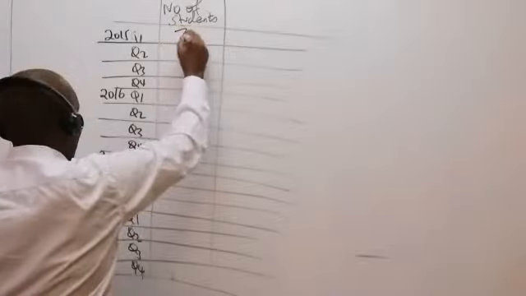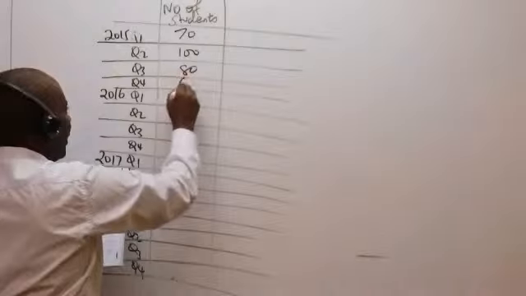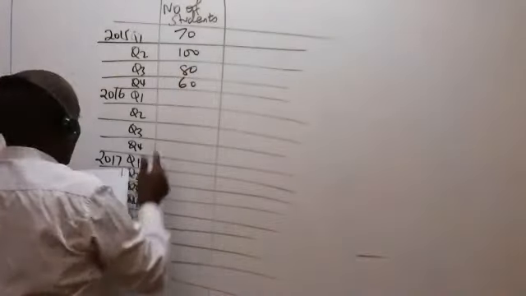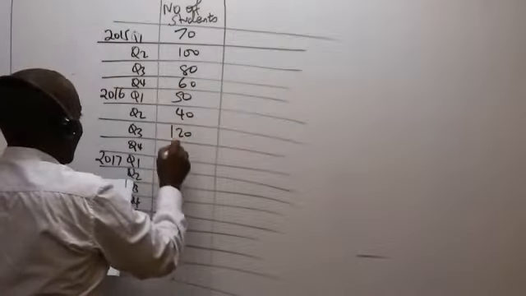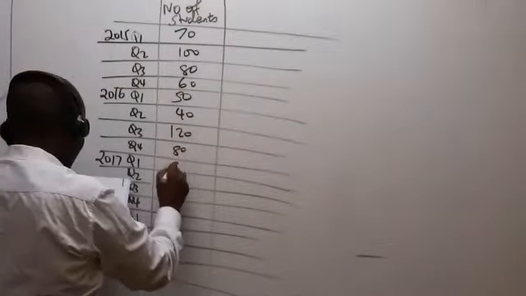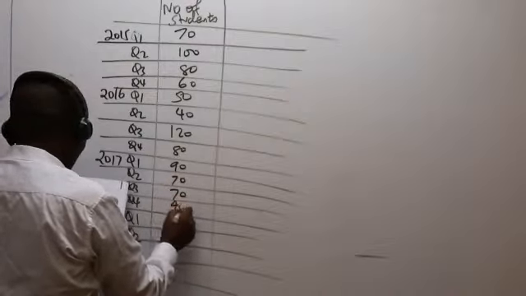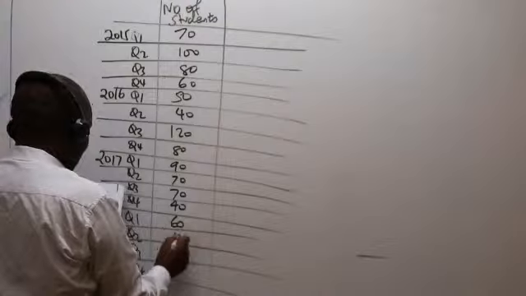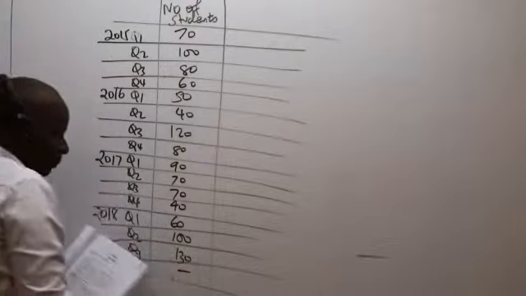We have 70. We have 80. We have 60. From there, we have 50, 40, 50, 40, 120, 80. We have 90, 70, 90, 70, 70 again. Then we have 40. Then we have 60. We have 100. We have 130. We have a dash there.